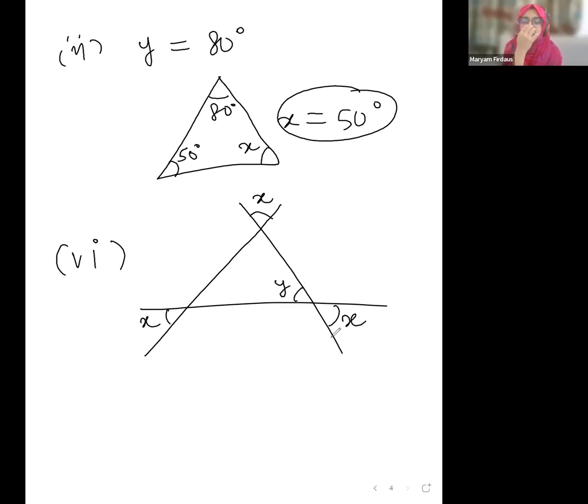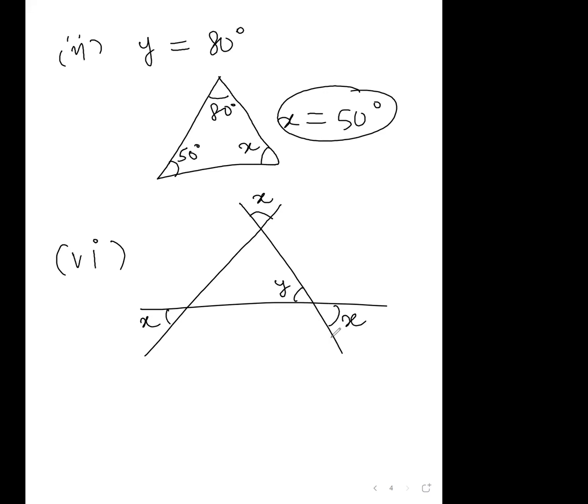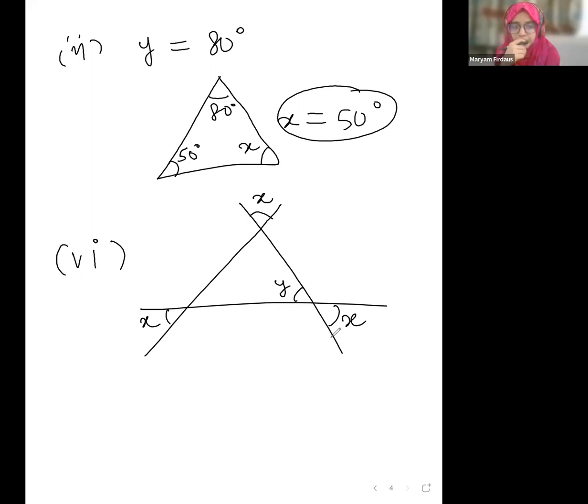Okay, Hiba, now you tell me, what do you think we can do? y and x are vertically opposite. So y is equal to x. Very good. So in place of y, can I replace that and write x? Very good. So I'll just write it as x. All right. Then anything else we can do here?